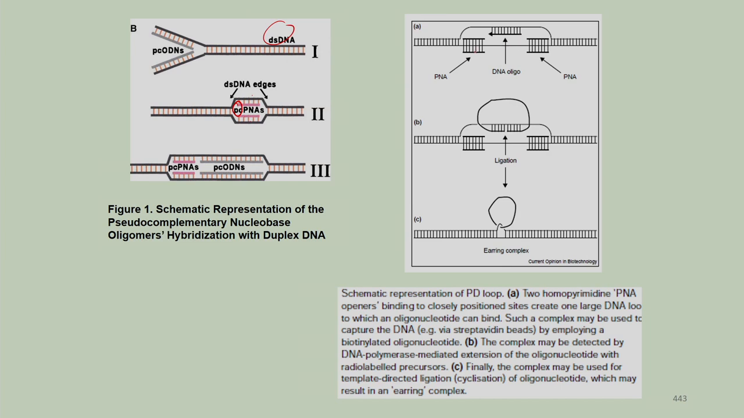Here, this is the PNA, it's bound here, bound here, this is the DNA oligo, and this is for the ligation. You are forming different kinds of complexes here to study different things, many variations that I want to show you. Two homopyrimidine PNA openers, you can go through it. Okay. So, this is a little bit away from the main design, a little bit more modification from the main design.